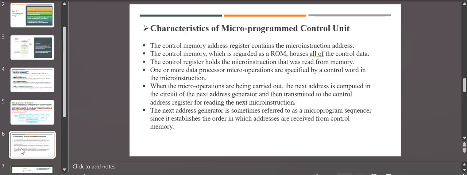The control memory address register contains the microinstruction's address. After that, the control memory, which is regarded as ROM, houses all of the control data. The control register holds the microinstruction that was read from memory. One or more data processor micro operations are specified by a control word in the microinstruction. While the micro operations are being carried out, the next address is computed in the next address generator circuit and then transmitted to the control address register for the next microinstruction.